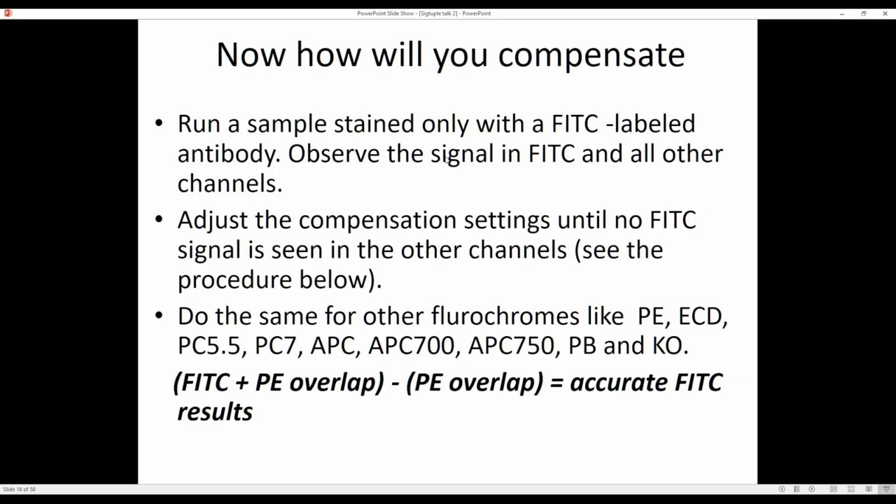Okay, so I suppose there is no doubt until now, right? So we are thorough with what is spectral overlap, what is spillover, and what is compensation. Now let's check into the experiment to do compensation, because you cannot avoid compensation. Obviously, you need to compensate for your instrument. Now, how will you do it?